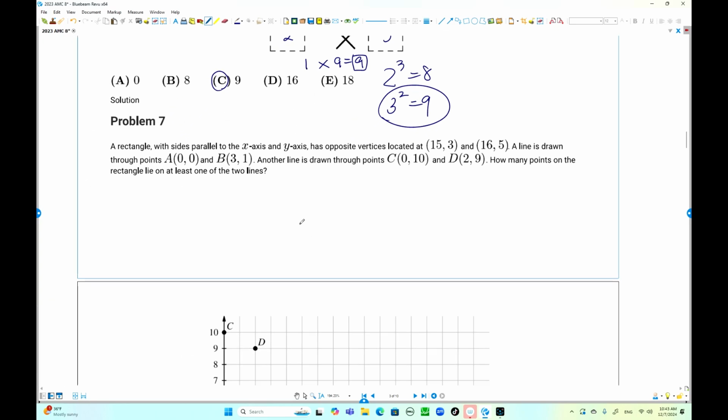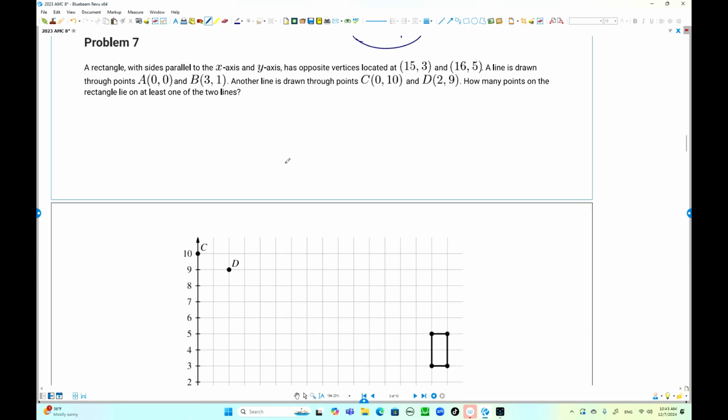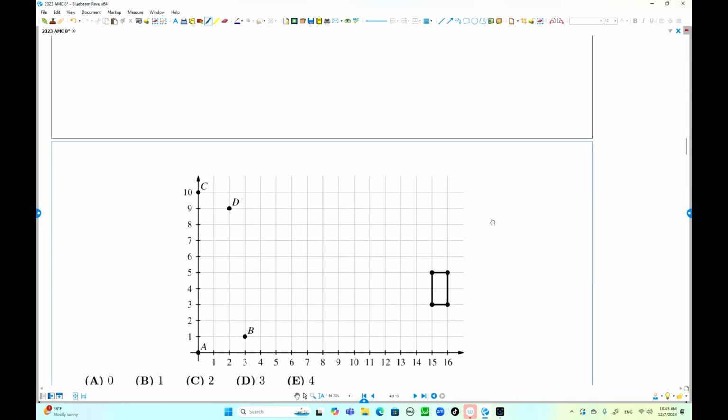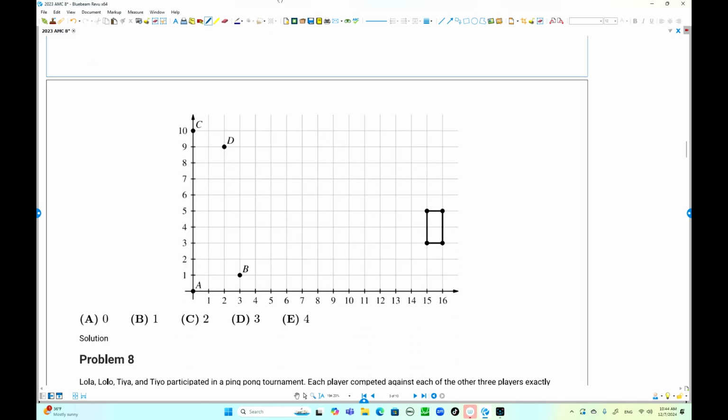Number 7, you have a rectangle, right? Two sides, x and y, they're parallel, and the opposite vertex over here, okay? What is the vertex over here? 5, 3 and 6, 5, okay? The lines are drawn from A(0, 3) and (1, 0)... and C is (0, 10) and (2, 9). How many points on the rectangle lie on at least one of these two lines?